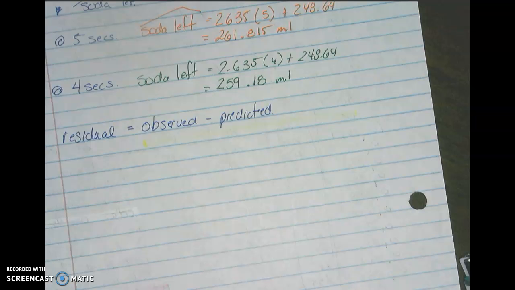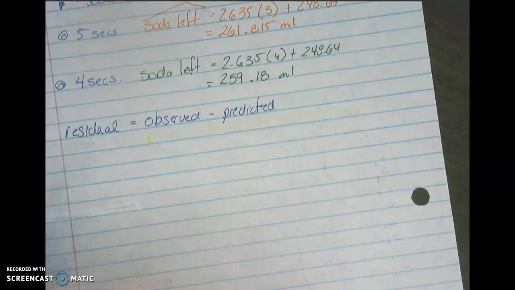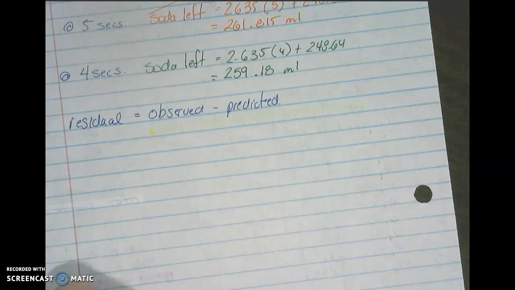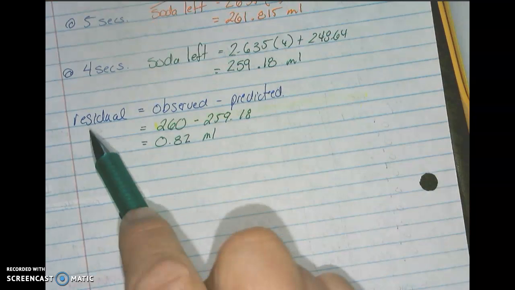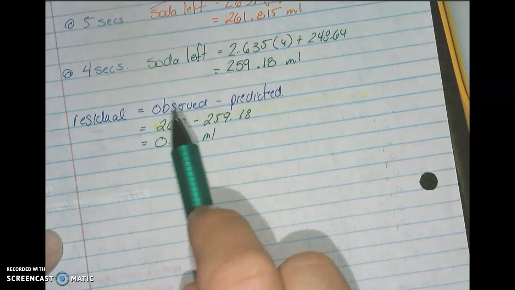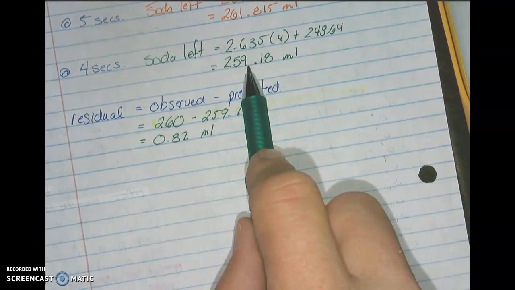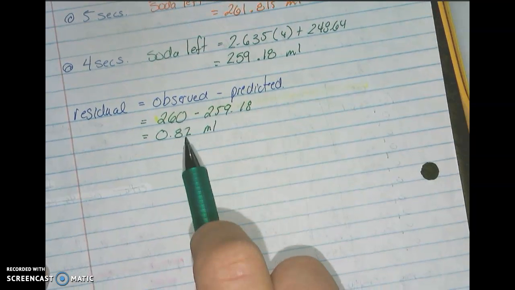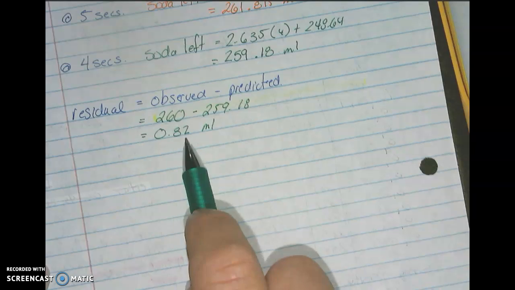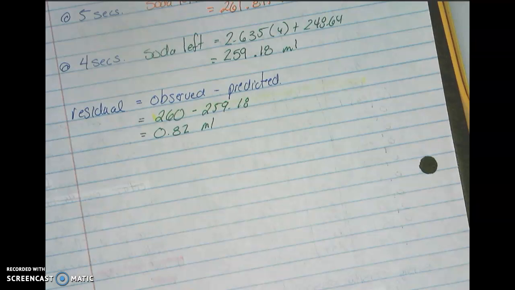Okay? So observed is what we actually did. Predicted is what we get when we use our least squares regression line. So again, we're talking about what's left over. This is our residual, and what we have for that is our observed minus predicted. Observed comes from our data set. Predicted comes from our equation up here. And so our residual is that we're 0.82 milliliters above what we predicted. And what's going to happen is we're going to have stuff that's above it and stuff that's below it.